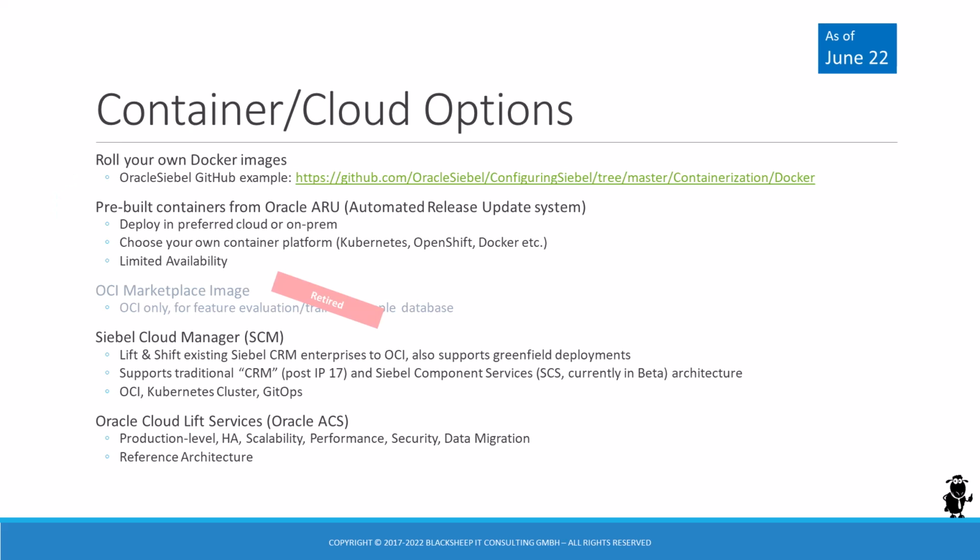The next 2 options are tightly connected to Oracle Cloud Infrastructure. Option 3, Siebel Cloud Manager, SCM. This is an OCI marketplace stack, available on request, that allows customers to lift and shift existing Siebel CRM environments to OCI or run a greenfield deployment. We'll learn more about SCM in just a moment. Option 4. Oracle Cloud Lift Services. A professional service offered by Oracle, this option allows for the greatest levels of flexibility and ensures that even the most complex and demanding environments can be safely migrated to OCI.